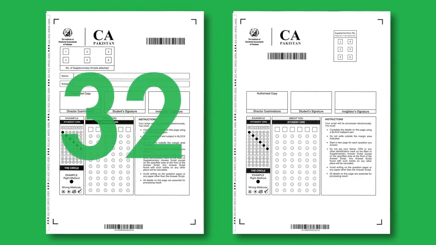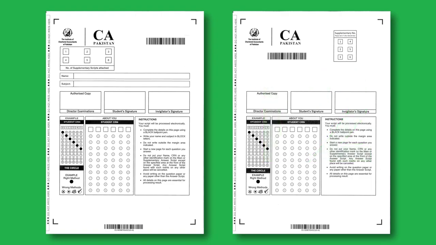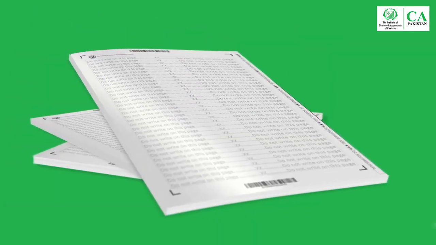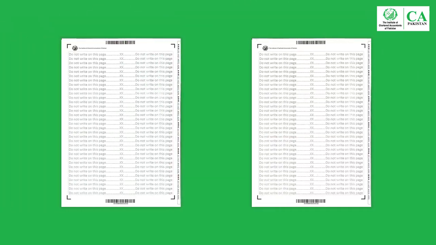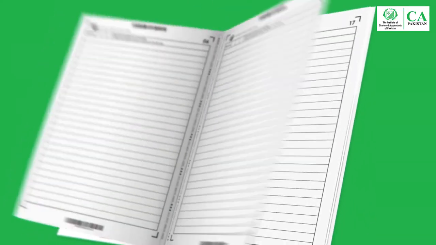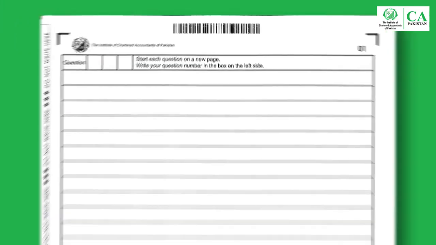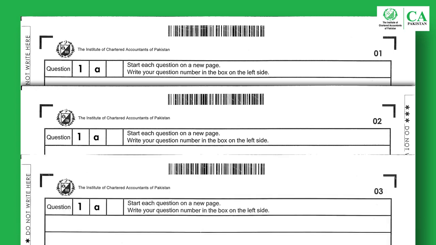There are 32 pages in the main answer script and 12 pages in the supplementary answer script designed for e-marking. You should not write your answers on the back page of the front page and the back cover page of your answer script. Anything written on these pages will not be considered for marking. You are allowed to write answers on 29 pages in the main answer script and on 9 pages in the supplementary answer script. Start each question on a new page. However, an answer could be extended to any number of pages.